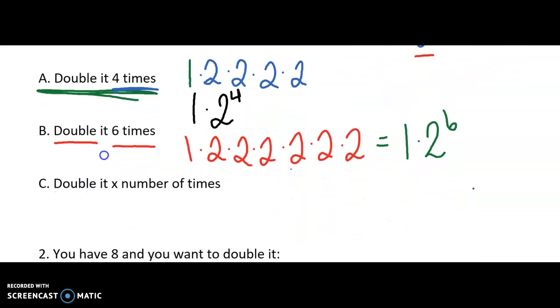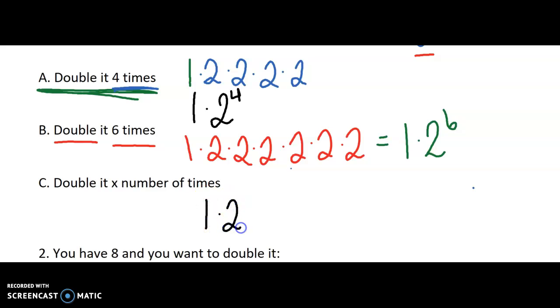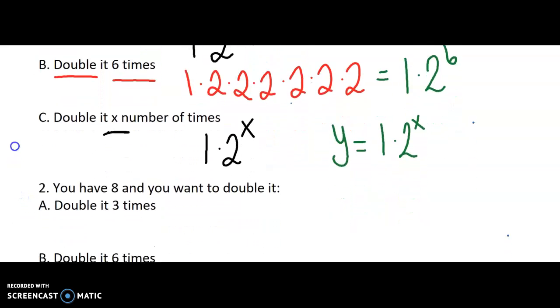Now, let's look at C. Double it X number of times. Here's the tricky part. So I got 1 and I'm going to multiply it by 2. And this time I want to multiply it X number of times. So what power is 2 going to be to? It's going to be to the X power, like that. So if I were to write this as an equation, it would be y equals 1 times 2 to the X, like that. Now let's go ahead and try another example. Make sure that you're writing this down nice and neatly in your notes.